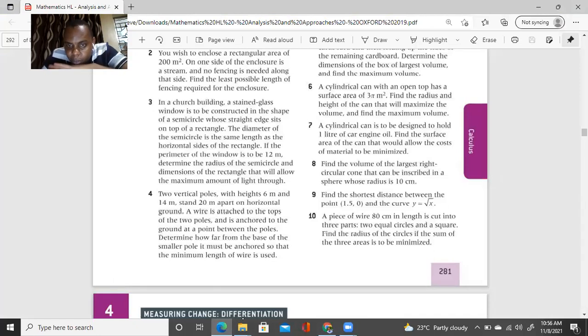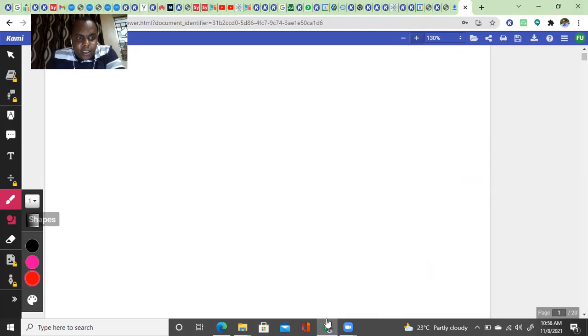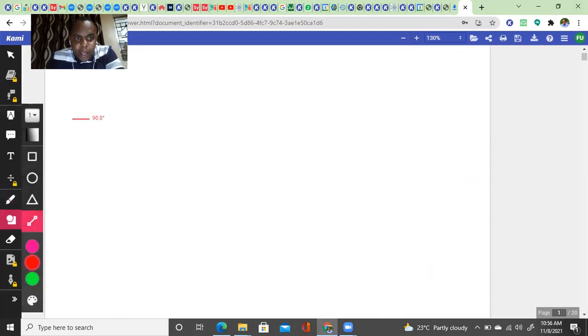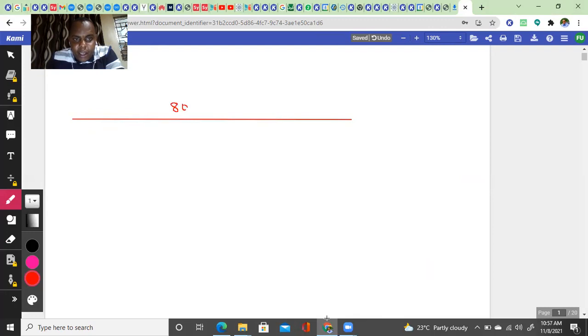We have a piece of wire. It's 80 centimeters in length and it is cut into 3 parts, right? So I want to assume my wire is straight and it's 80 centimeters in length. But now we are cutting it into parts. The first 2 parts are equal. I don't think the other one is going to be equal, but this one forms a circle.